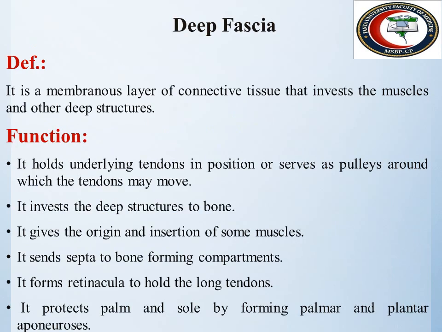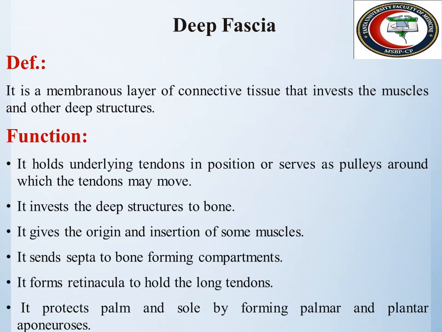The second layer of fascia is called the deep fascia. It is a membranous layer of connective tissue that invests the muscle and other deep structures. It has many functions. It holds the underlying tendon in position or acts as a pulley around which the tendon may move. It also invests the deep structures to bone.